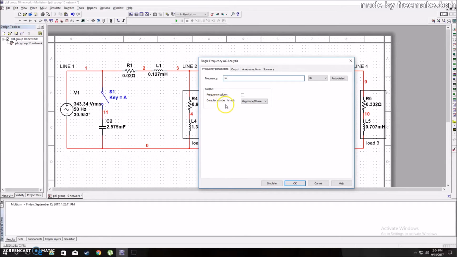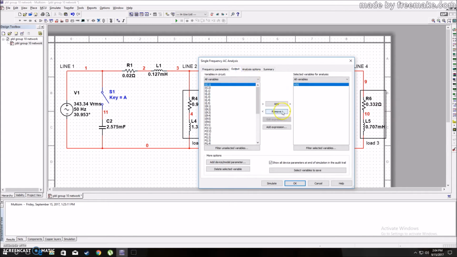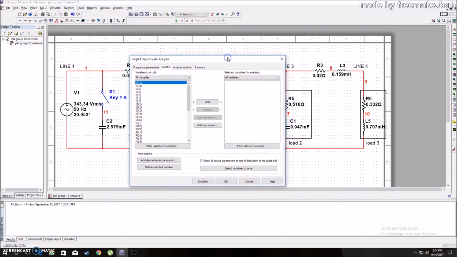And the complex number format is actually the value of the analysis, whether we want it in magnitude and phase value or real and imaginary value. Okay, so I'm going to set the value to the magnitude and phase. Okay, I'm going to show some examples on how to measure the voltage.